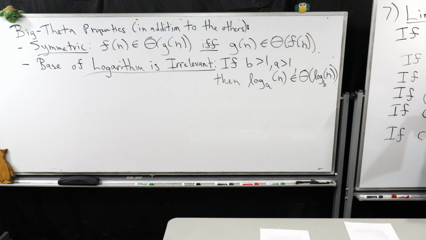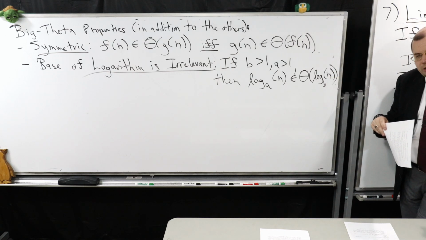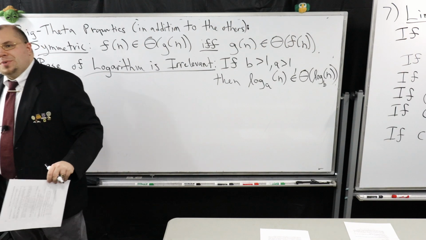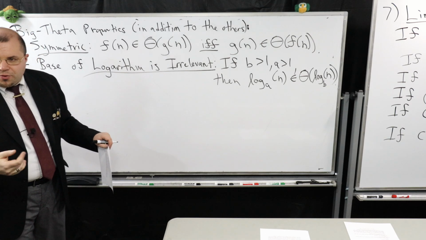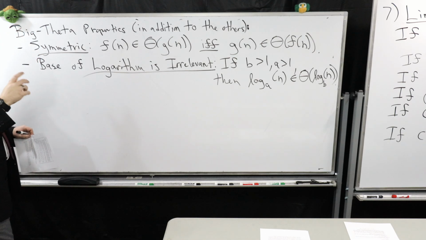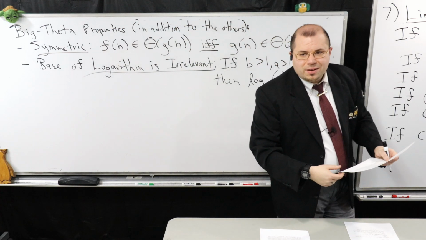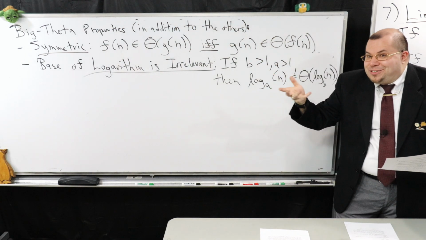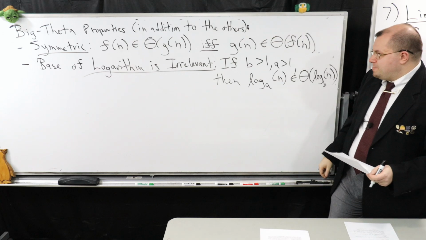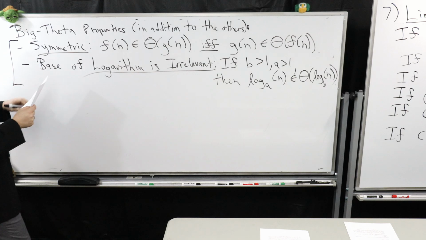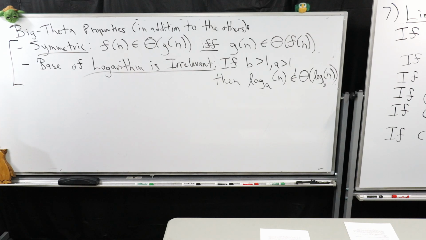So if somebody's working in, say, base 3 versus base 2, you can always switch between the bases. There's a formula for that, the change of base formula. And all it does is introduce a constant factor to your calculations. And that constant factor is what creeps into your selection of C. Okay? So that's all I have to say about asymptotic notations and their properties.